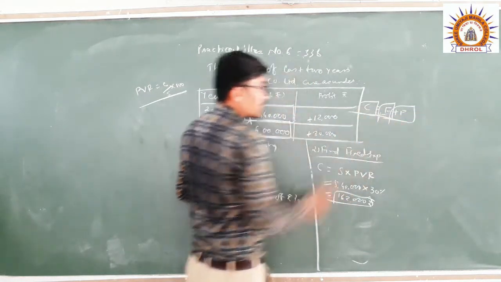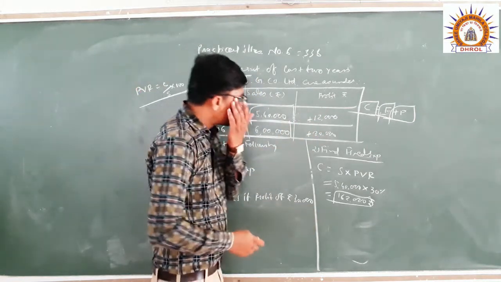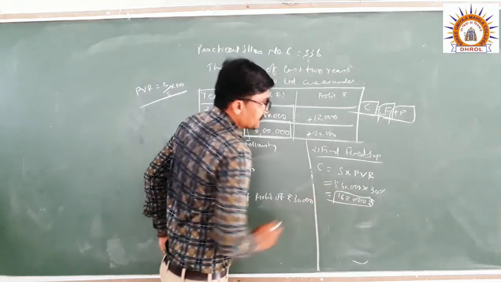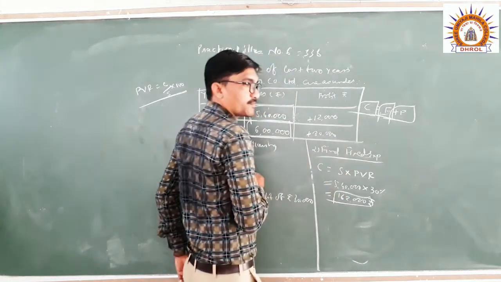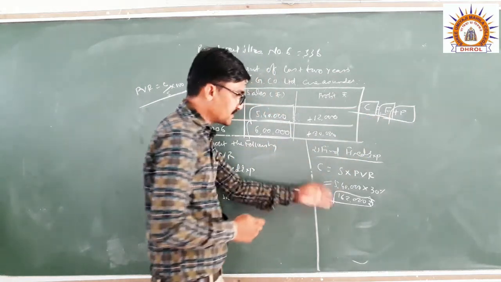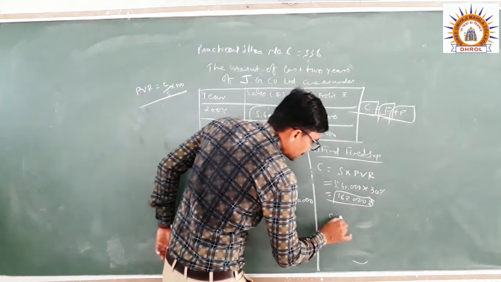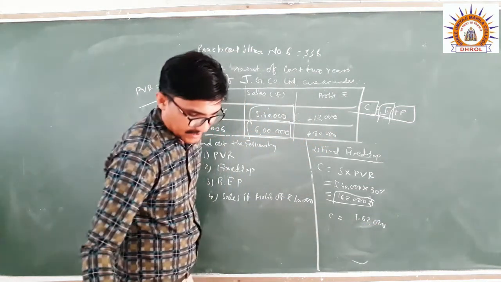And the amount of profit. Here it is given, right? So C is equal to 1,62,000. You can also put this formula to calculate the fixed expense. Likewise, C is equal to 1,62,000.